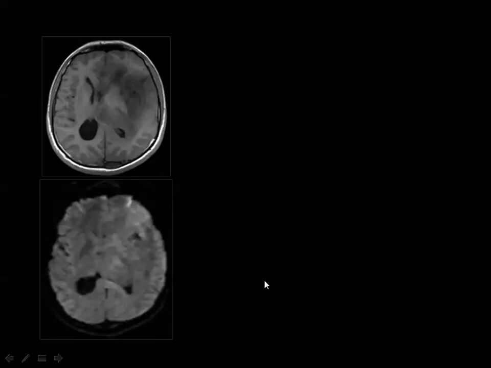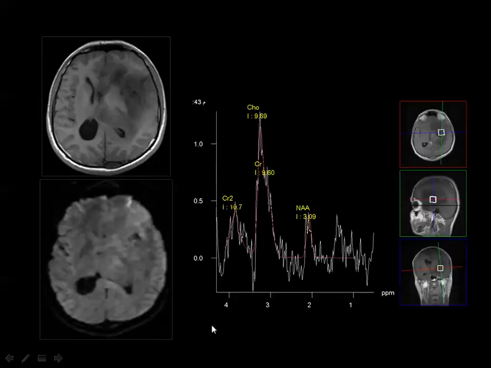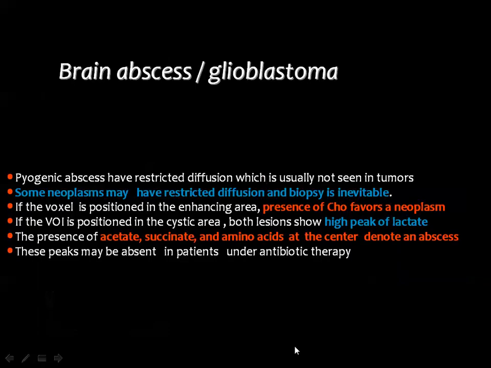In diffusion weighted images, you will get free diffusion, and by MR spectroscopy, you will get the usual appearance in gliomas, which is a decrease in N-acetyl aspartate, an increase in the choline peak, no change in the creatine peak, and then we get some lipids and lactate because of the areas of necrosis within the tumor.